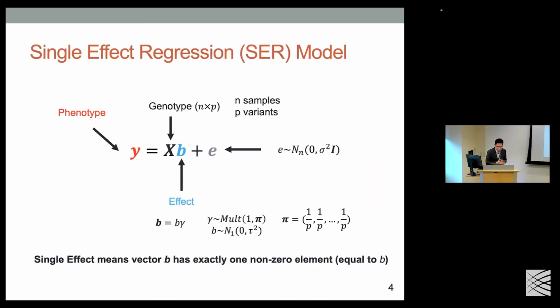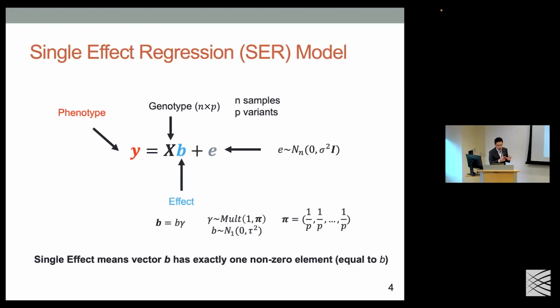So here comes our model. Let's start with the simplest one, the Single Effect Regression model, the SER model. Firstly, there are several symbols. Y stands for the phenotype, and X is the genotype. X is a matrix with n different samples and p different variants, and b stands for the effect size.